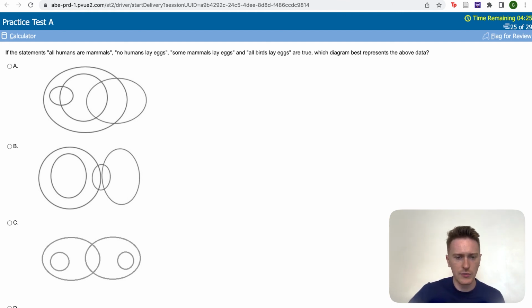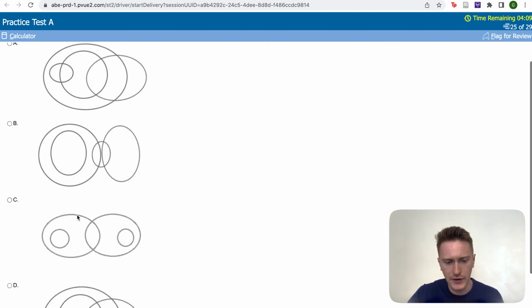So, all humans are mammals. That must mean there's a little circle inside a big circle. No humans lay eggs, so there's a separate circle outside of humans. Some mammals lay eggs. Okay, so that separate circle overlaps with the bigger circle. And all birds lay eggs. Okay, so from that information, I think it's C.